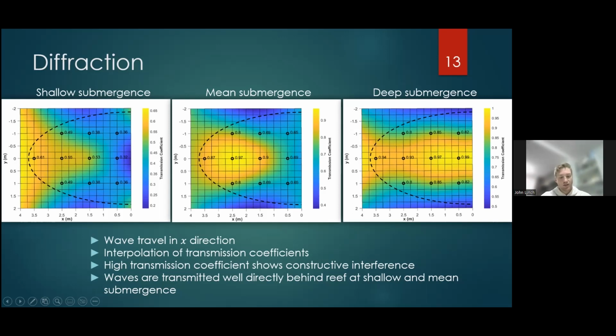As submergence increases, this area of constructive interference moves closer to the back edge of the reef, until at the deep submergence level, very little wave energy is attenuated and the wave goes straight through. The probes behind the reef at the shallow mean submergence level show good transmission values. So you can see the adverse effect that diffraction has on wave attenuation performance of a reef.